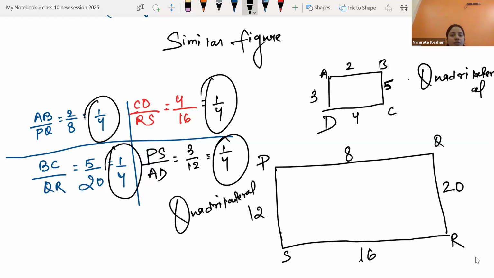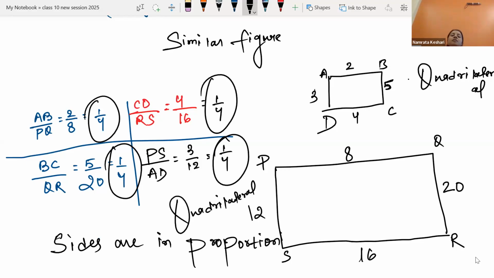This happens with similar figures. A teeny tiny triangle and a huge bigger triangle can be similar with each other if the ratio is maintained in this way. That means sides are in proportion with each other. In proportion means maintaining the same ratio. So this is the first condition which needs to be fulfilled.